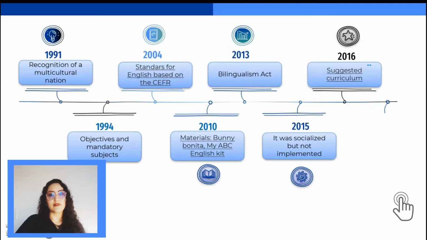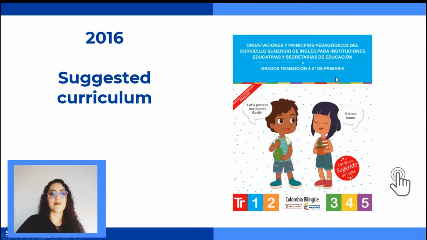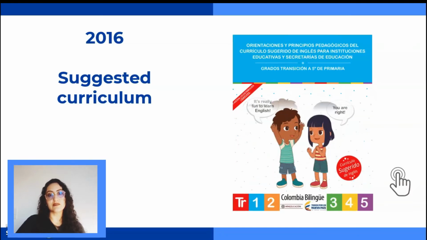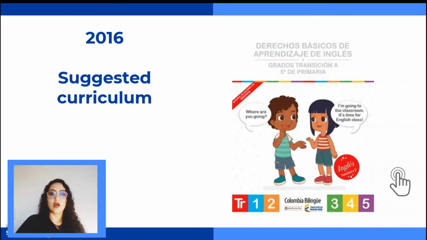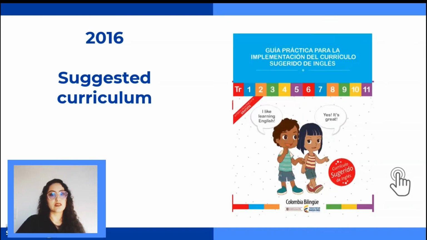In this year, for the first time, exclusive material was published for preschool and primary. It included theoretical, methodological, and didactic guidelines for preschool in those levels. The reference text included basic learning rights, the suggested curriculum, and orientation guidelines for teachers and institutions.